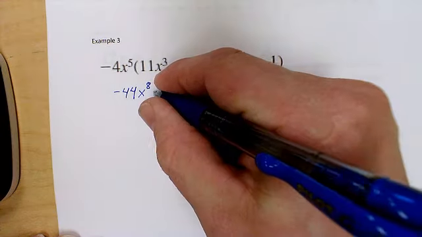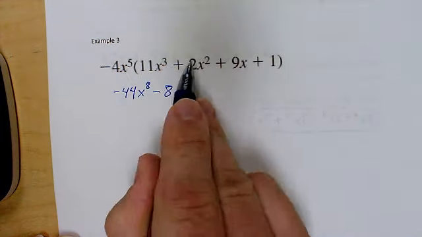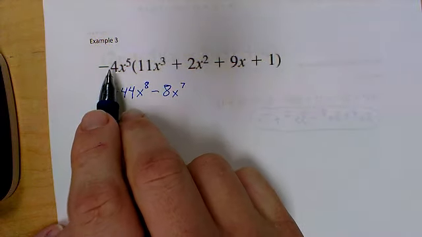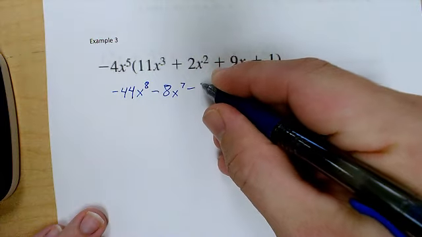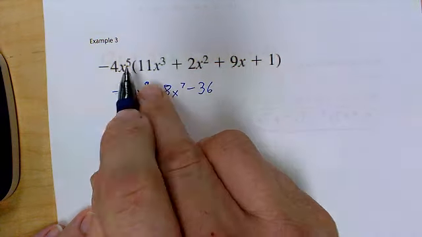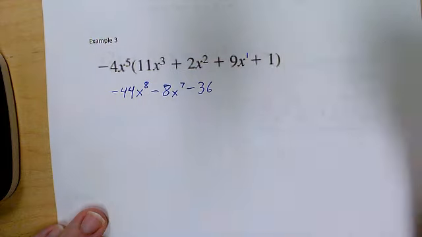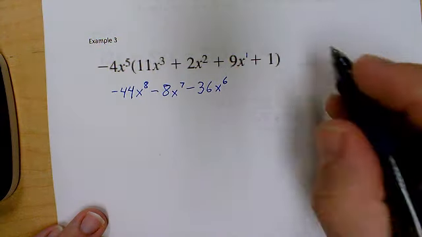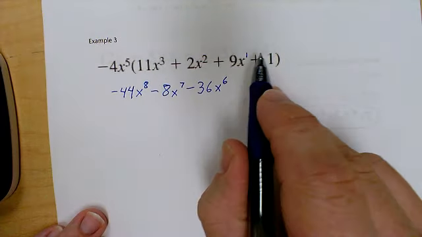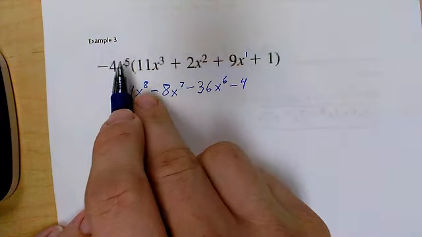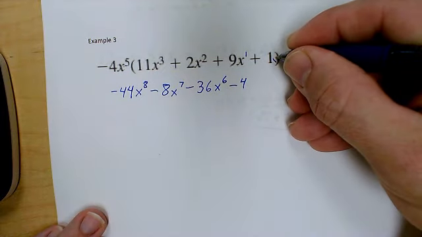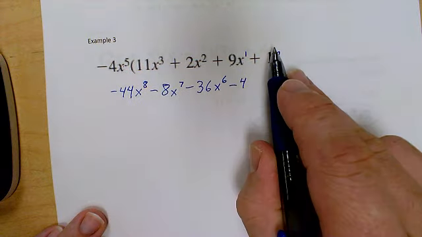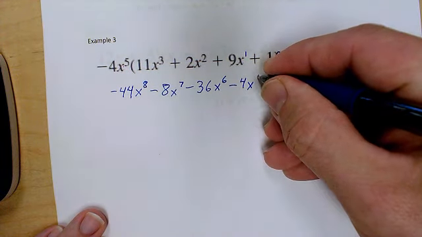Negative 4 times 2 is negative 8. x to the 5th times x squared is x to the 7th power. Negative 4 times 9 is negative 36. x to the 5th times x, which is to the 1st power here, so 5 plus 1 will make x to the 6th power. And on the last term, negative 4 times 1 is negative 4. x to the 5th is actually going with x to the 0 power, even though it's not written there. So 5 plus 0 is x to the 5th power.